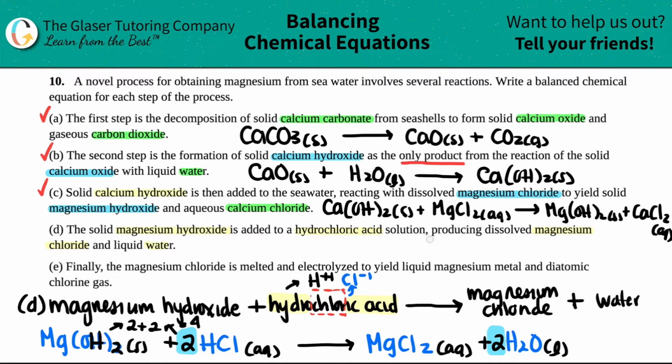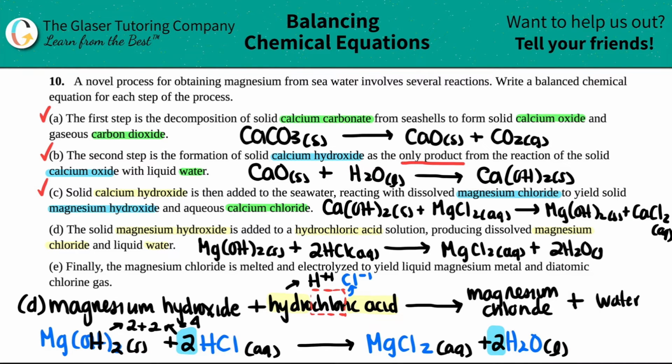So we know the answer to D now. Let me just clean this up just so that I have the wording here. We have Mg(OH)2, that was a solid, plus 2HCl aqueous yields MgCl2 aqueous plus 2H2O, and that's a liquid.